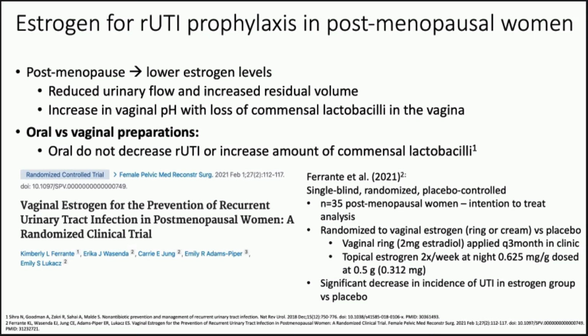And their result showed that there was a statistically significant decrease in the rates of UTI in women who had been exposed to estrogen. They did report that only 50 to 53% of women had a UTI recurrence in the estrogen group, as opposed to 91 to 94% of women in the placebo group. There's also no statistical difference in UTI recurrence between the vaginal ring versus vaginal cream groups.